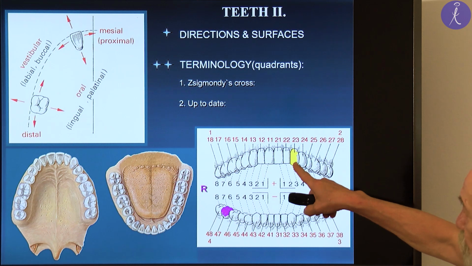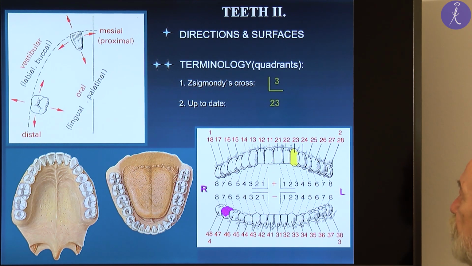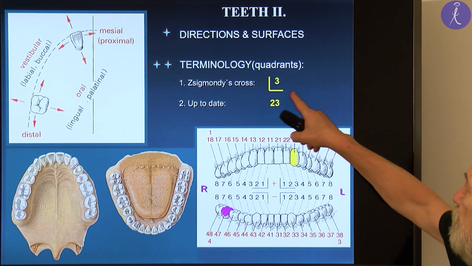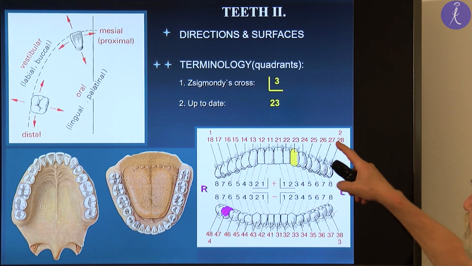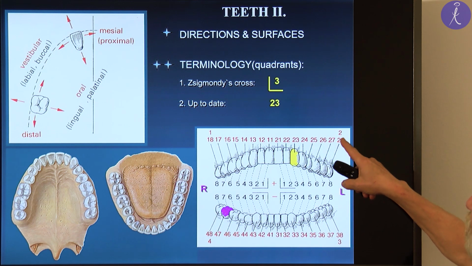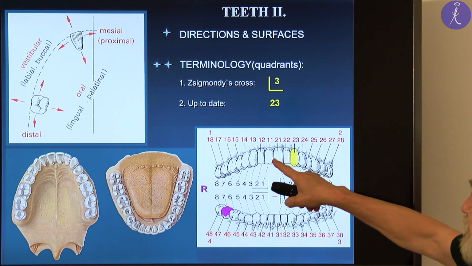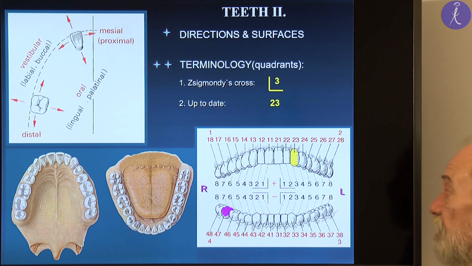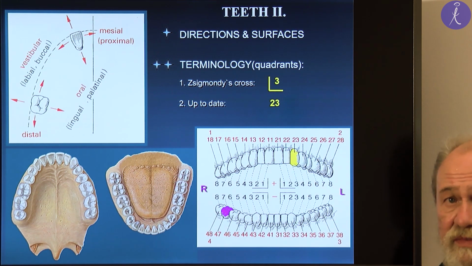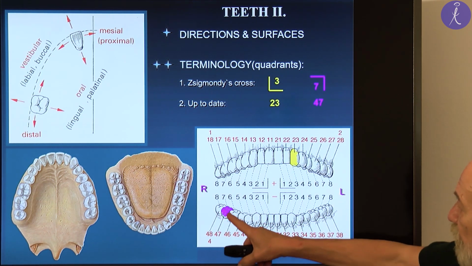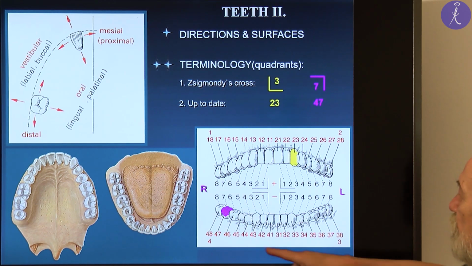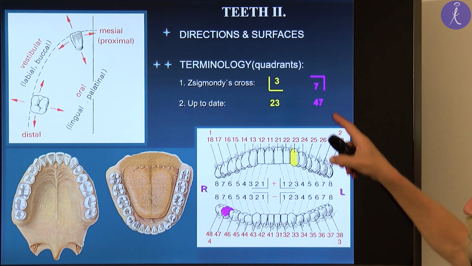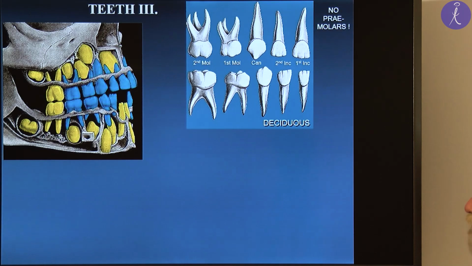Talking about this tooth, for example, if you use the Zsigmondy's cross, then that is the indication. But considering the number of the quadrant, you use it, plus this is the third tooth of the quadrant, therefore this is tooth number 23. Or talking about this one, either with Zsigmondy's, that is the 7th in the row, but it's in the 4th quadrant, so 74 is the number of it.